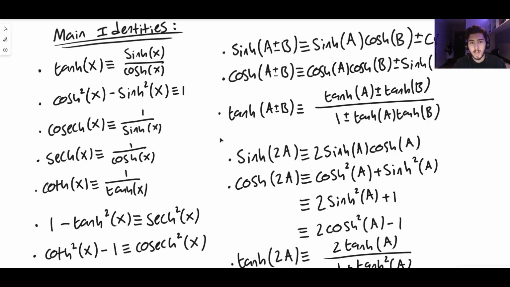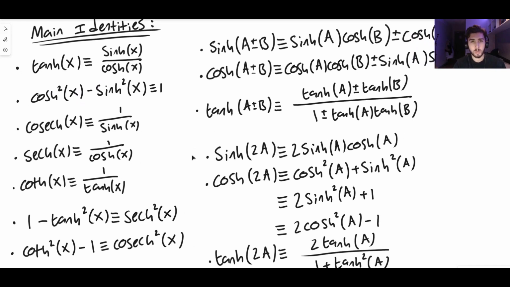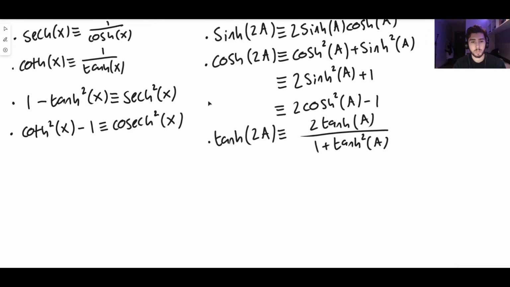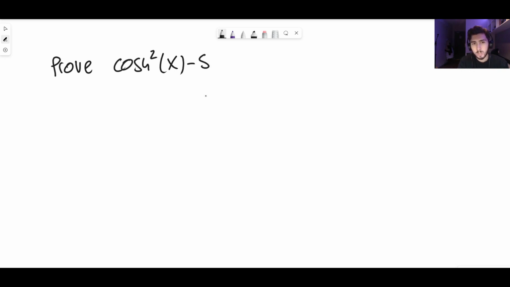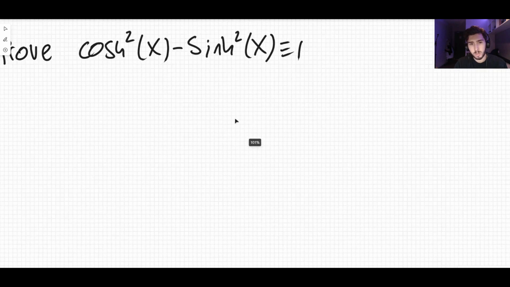But you can actually prove them straight up just using their exponential definitions, which is what we're going to look at right now. So the first one that we want to look at is going to be proving that cosh squared x minus sinh squared x equals 1. Or rather, that it's identical to 1 actually.